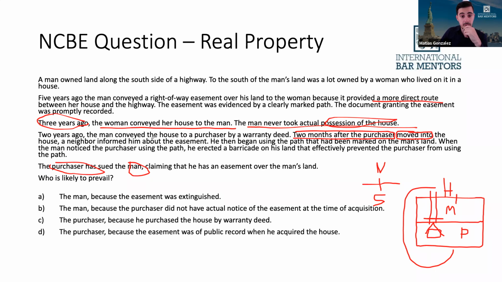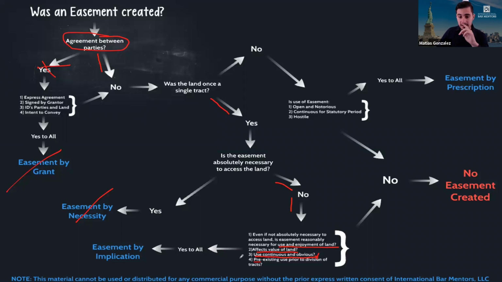2 years ago, the man conveyed the house to the purchaser by warranty deed. Then the purchaser, for 2 months, didn't even know about the easement. He then began using the path, right? So we know that we have at least a year and 2 months of time when the easement was not being used, right? At a very minimum. So let's go back to the requirement. Is the use continuous and obvious? Well, it's definitely not continuous, right?